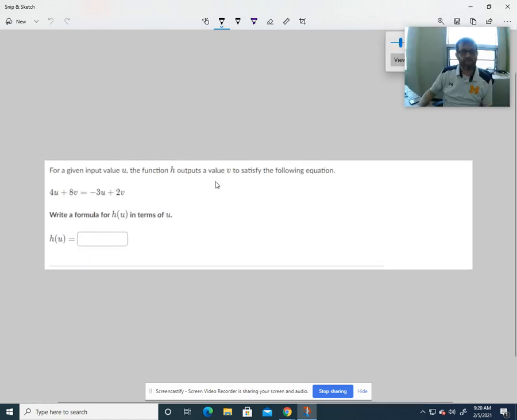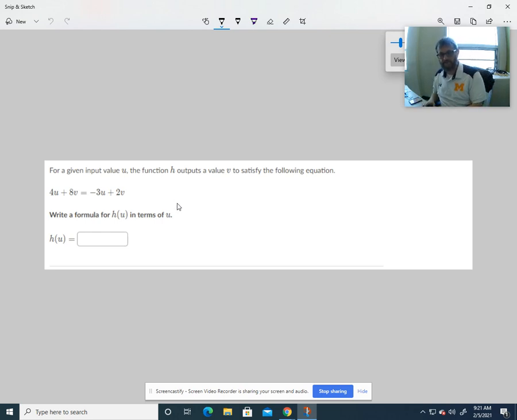All right, for a given value of u, the function h outputs a value of v to satisfy the following equation. Write a formula for h of u. Now, in terms of u. When it says in terms of u, what it means is it should say, in this case, v equals. So you want to have everything, the u's and everything, all on one side.